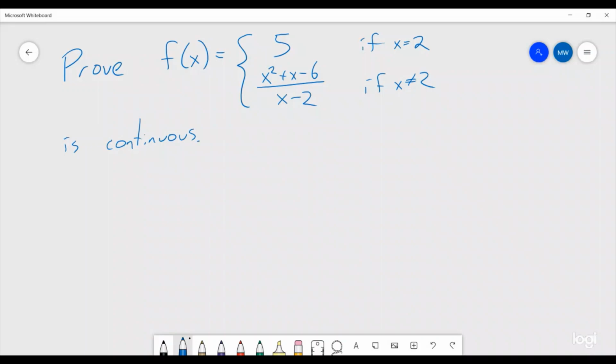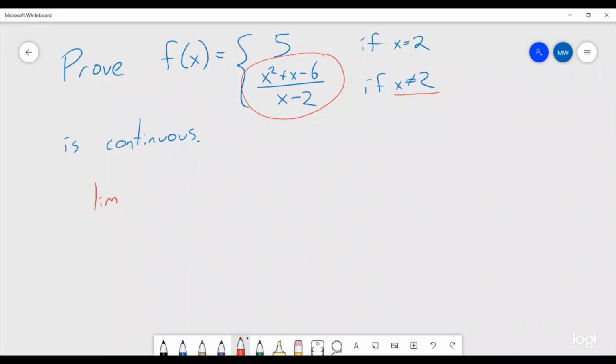Okay, so the way that we would do this problem, in order to show continuity, we need to show that the limit is equal to the value of the function at every point. Well, this part is continuous everywhere as long as the denominator isn't 0. So it's continuous everywhere that x is not equal to 2. The only point we have to check is the point x equals 2.